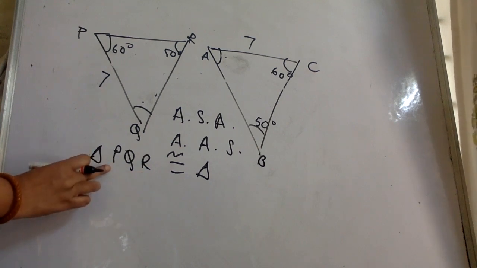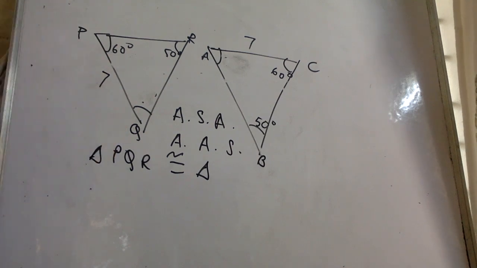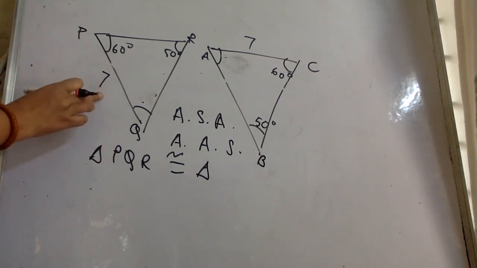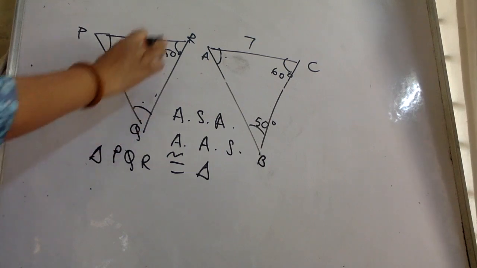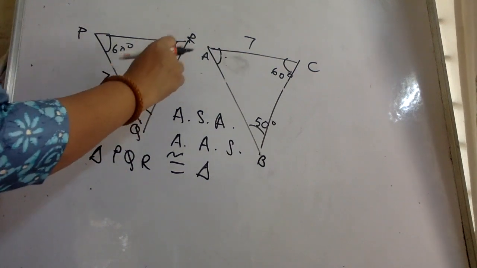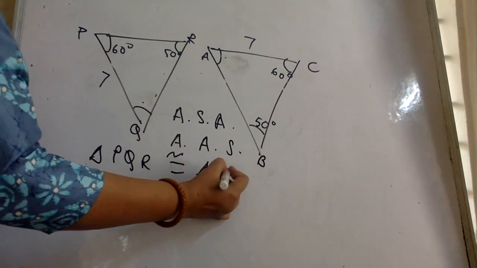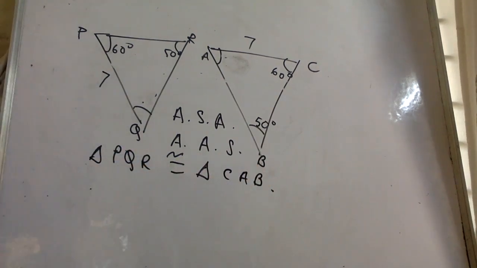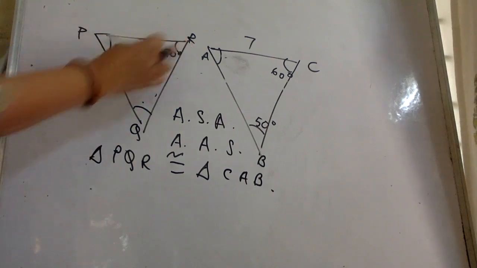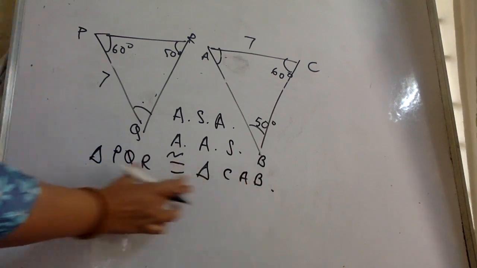So angle P, I have gone from P, then Q. I started from the 60 degrees vertex, then I went to the 7, and then I went to the other one, that is the 50 degrees. So let's start from the 60 degrees, go to the 7, and then go to the 50 degrees. So it is CAB, not ABC. This is how you name your congruent triangles. As I said, I could have started from even RQP, but once you write RQP here, you have to write the matching one on this side.